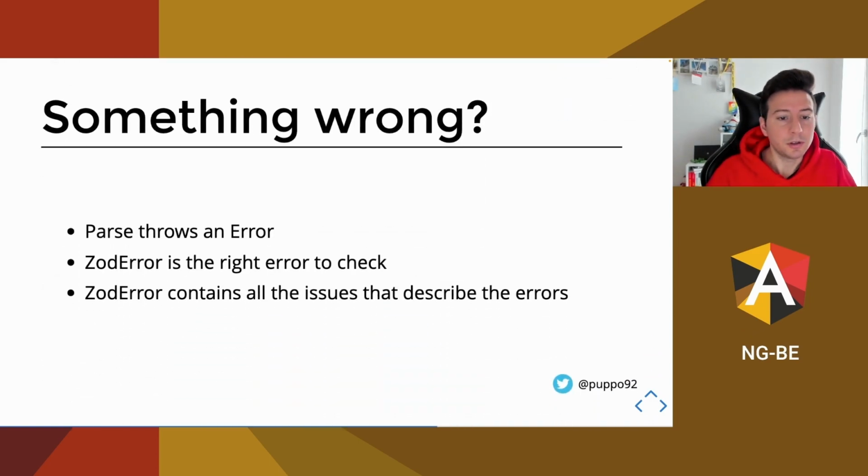So if the types are not as expected, we get an error from the parse method, and the error is of type ZodError. The ZodError contains all the issues that describe the error, so we can get info about what has changed, and we can react to this problem as soon as possible.